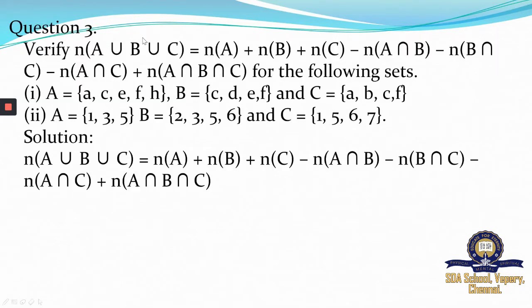Got it, students? The question we have is to verify N of A union B union C equals N of A plus N of B plus N of C minus N of A intersection B minus N of B intersection C minus N of A intersection C plus N of A intersection B intersection C for the following sets. The first two subdivisions are given to us. Let us first solve the first subdivision. Again, we only have to prove that LHS is equal to RHS. So let us rewrite whatever they have given to us.